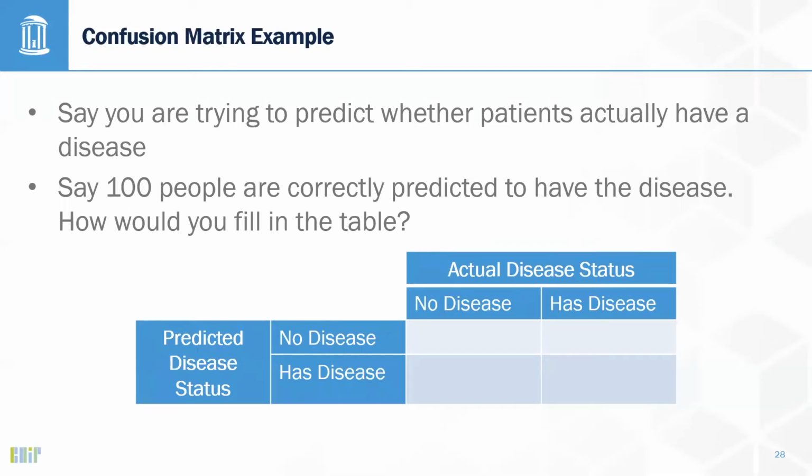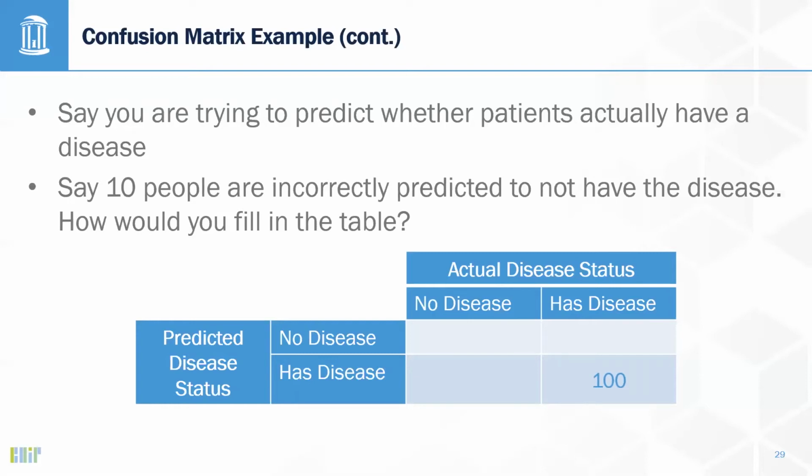This would mean that we have 100 true negatives. One important note: negative and positive do not have any specific connotations in machine learning. Positive simply means that the result we're looking for is there. In this case, that means we have detected an absence of disease. Negative simply means that the result we're looking for is not there. In this case, that means we do not detect an absence of disease. Let's continue. Say 10 people are incorrectly predicted to have the disease. How would you fill in the table? This means that 10 people have false positive results.